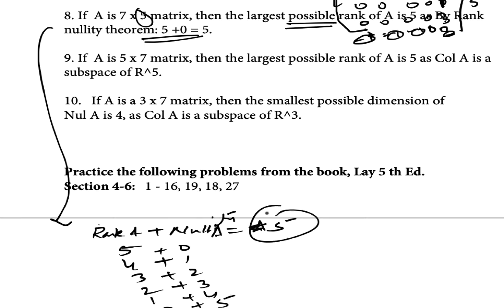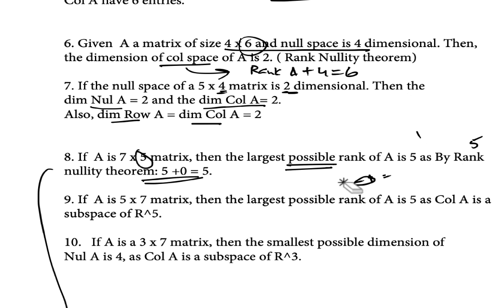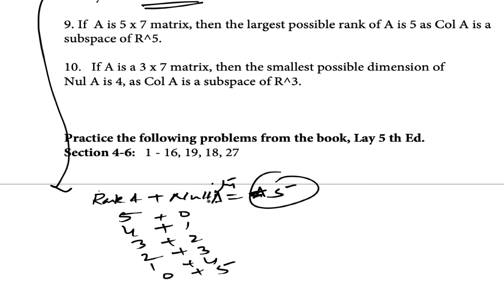So by the rank nullity theorem, I think this is a much better way of proving it. We can basically remove all this, applying simple algebra, which works much better. Because you see, the rank nullity theorem says that when you add these, it should always equal 5. So if I look at all possible scenarios, the largest possible rank of A is 5.